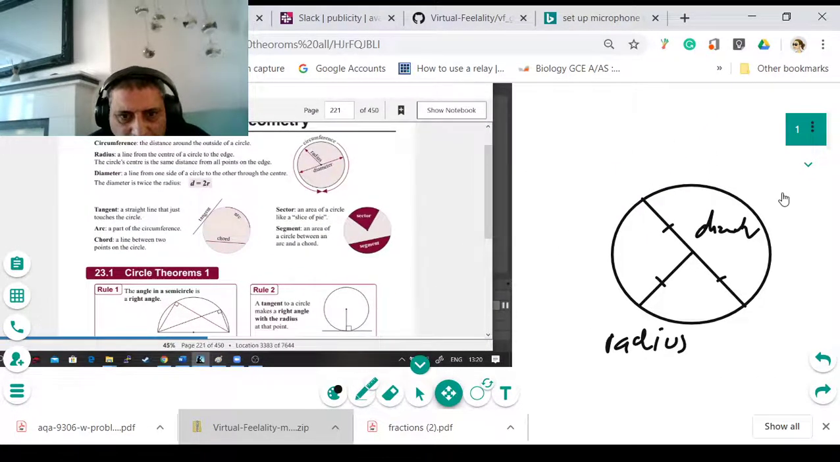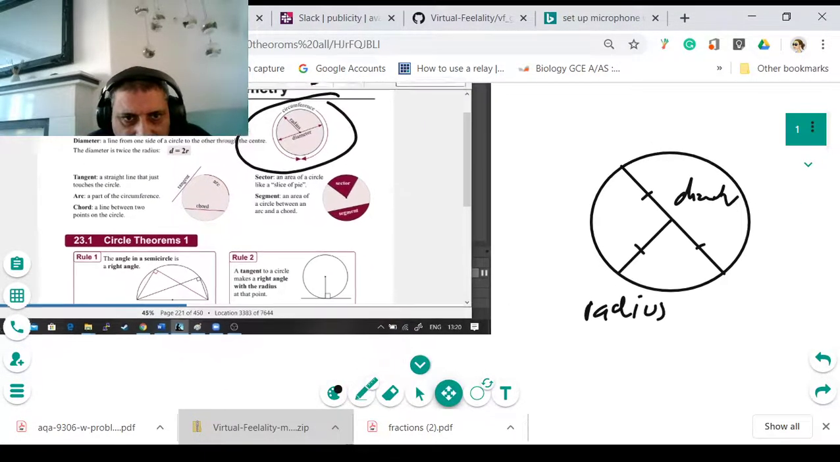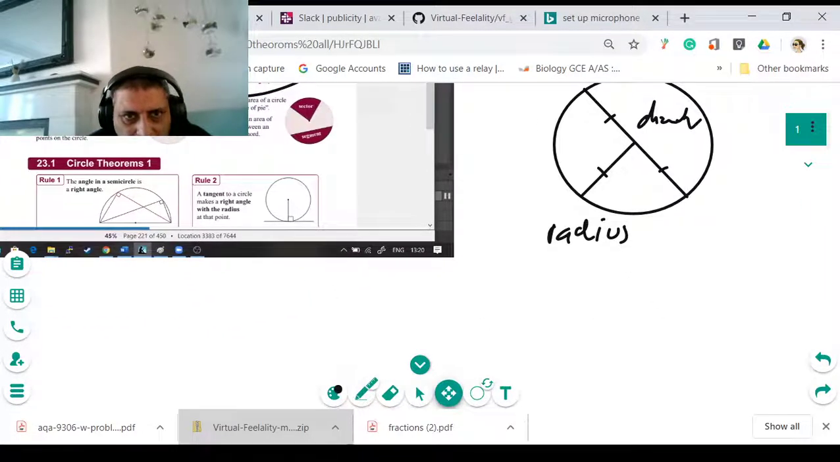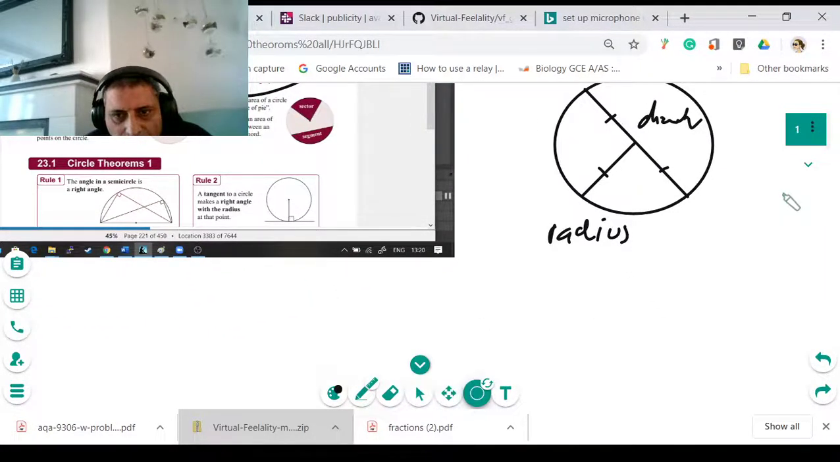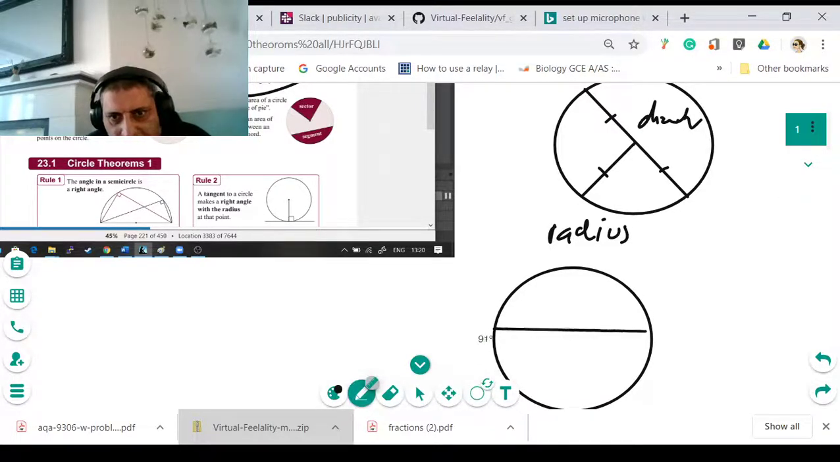Before I move this, you can see it here, and that's on page 221. It should be 221 in your book. As I go down, they start throwing in other words. So we have a line that looks like a diameter. It isn't a diameter because it doesn't go through the middle. And this is called a chord.